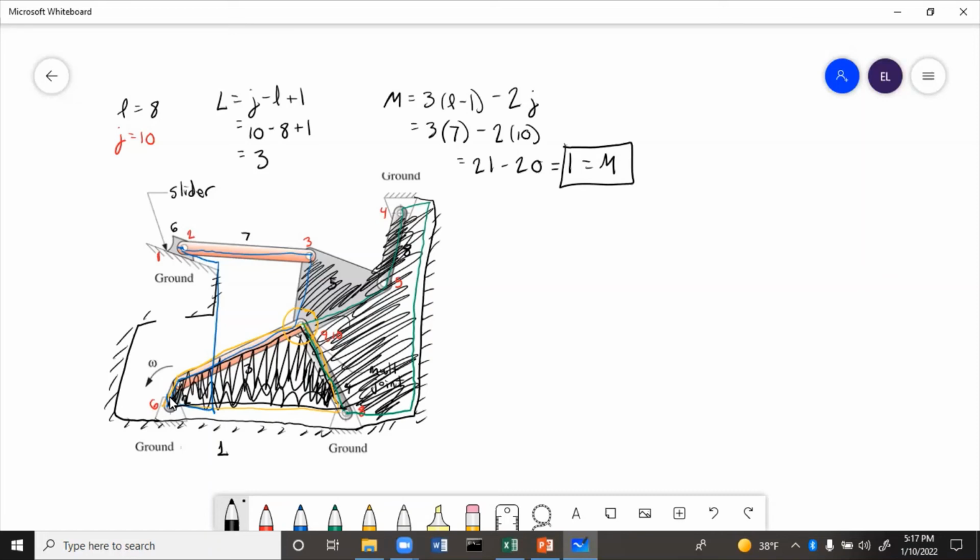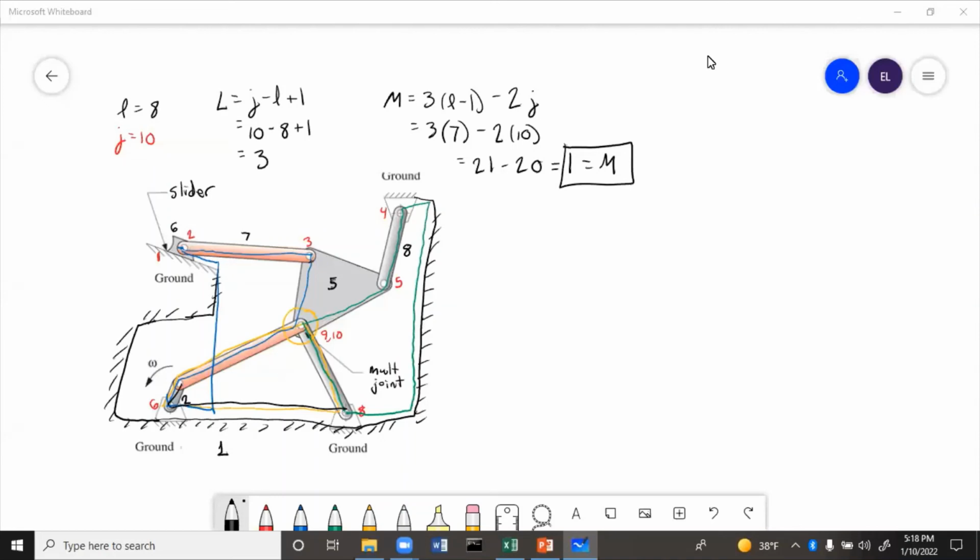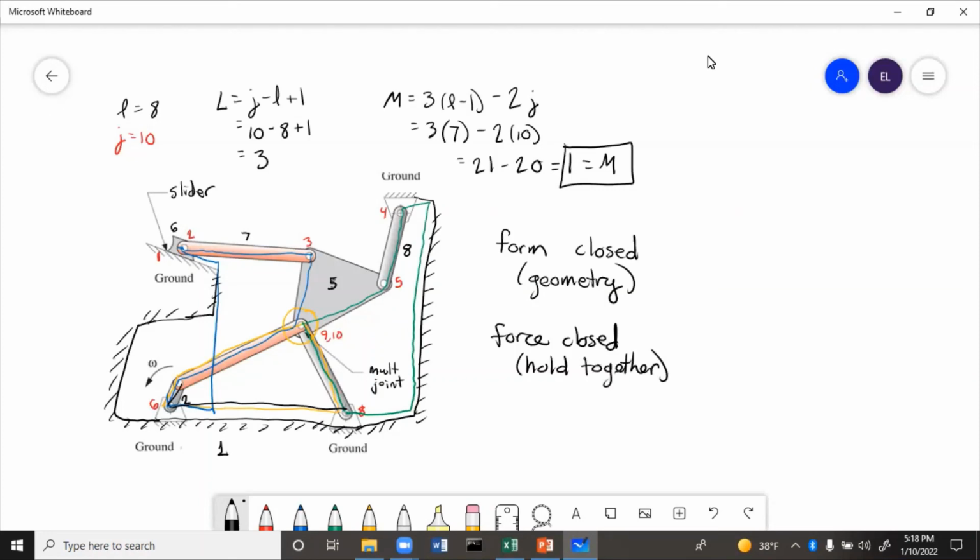Now, if we want to talk about joint closure, actually, let me erase all of that mess right there. So looking for joint closure, we remember joints can be form closed. That is, the joint keeps its shape due to geometry. Or it can be force closed, which means that basically you've got to hold the two pieces together for them not to move. So you've got to hold it together or the joint will fall apart. So let's look at what joints fall into each of these categories.